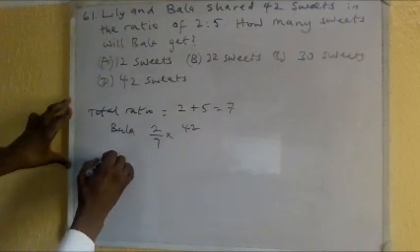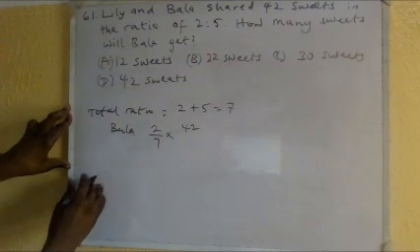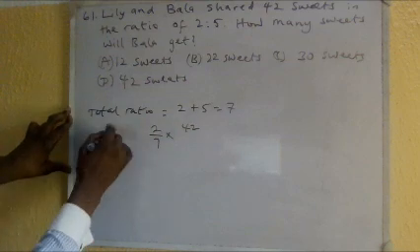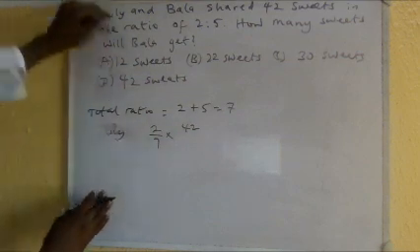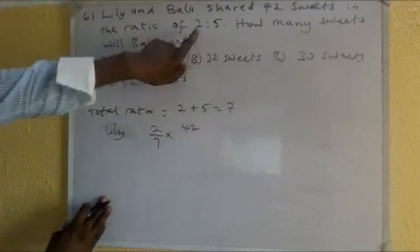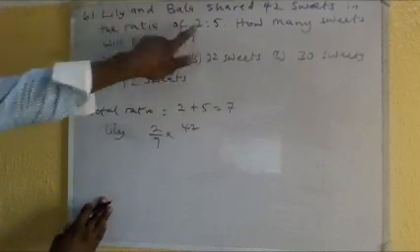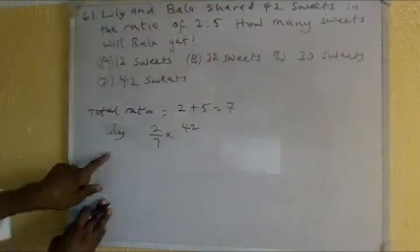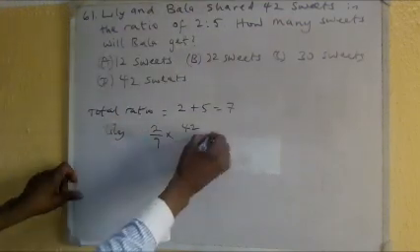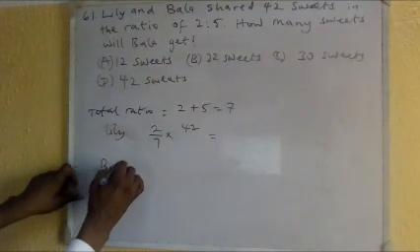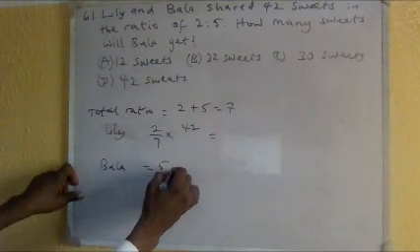And is it Bala? No, that's Lily. Lily is 2. See, look at it. There's an order here. Lily to Bala, 2 to 5. So Lily comes first. Lily is 2, Bala is 5. So Lily is 2 over 7, and Bala is what? 5 over 7 times 42.